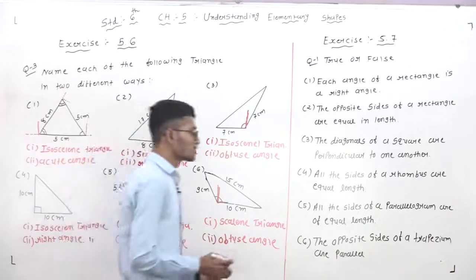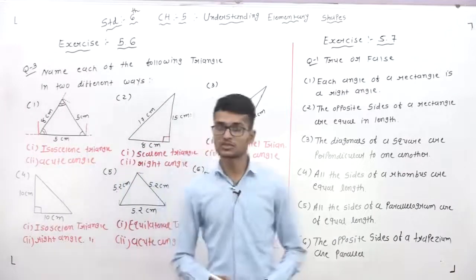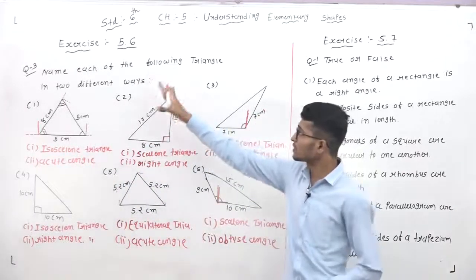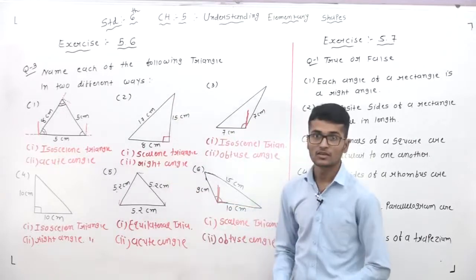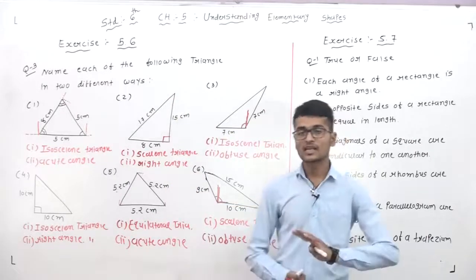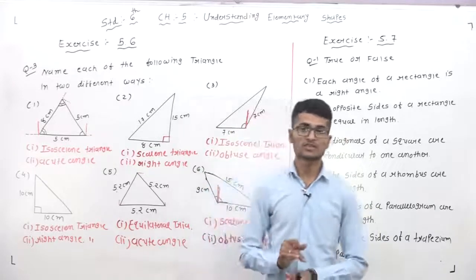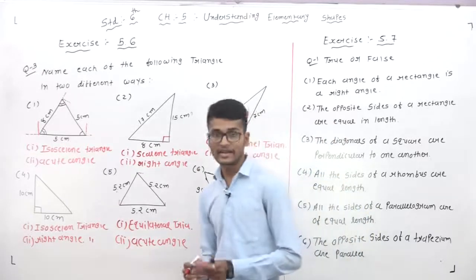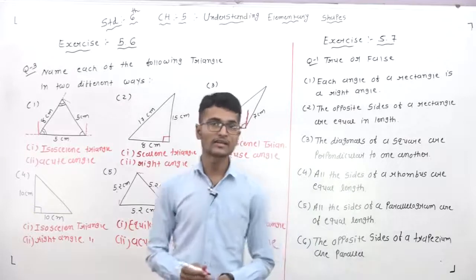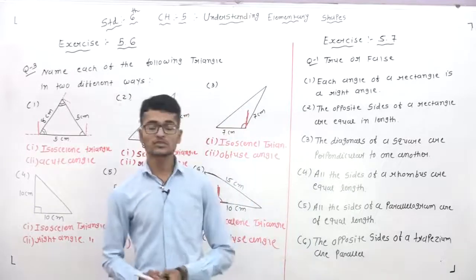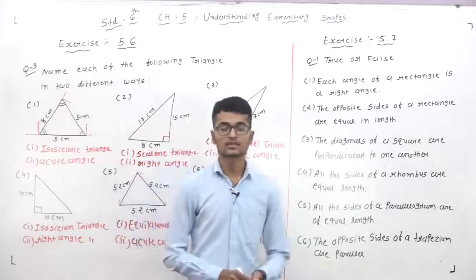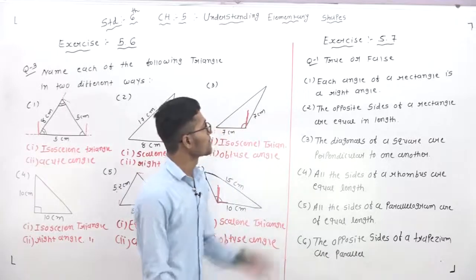So understand, students, then exercise 5.3, question number 3 is related. Okay? Understand? Then our next exercise is exercise 5.7. Exercise 5.7 is related to quadrilaterals. So first of all, our first question is true or false. So let's start our first question.